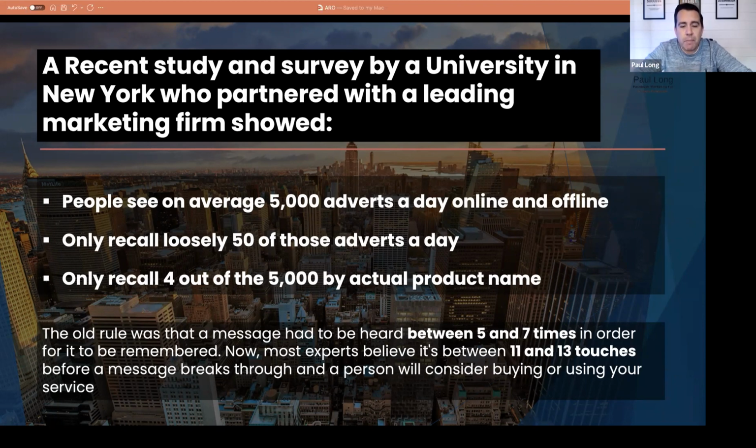The old rule was that a message had to be heard between 5 to 7 times in order to be remembered. Now most experts believe it's between 11 and 13 touch points before a message breaks through and the person will consider buying or using your service. So again, you can see these touch points are really important. You can't just rely on putting an advert out saying we let homes, get in touch. You need to be showing up on a regular basis, getting the important touch points in, and this could be weeks or months.